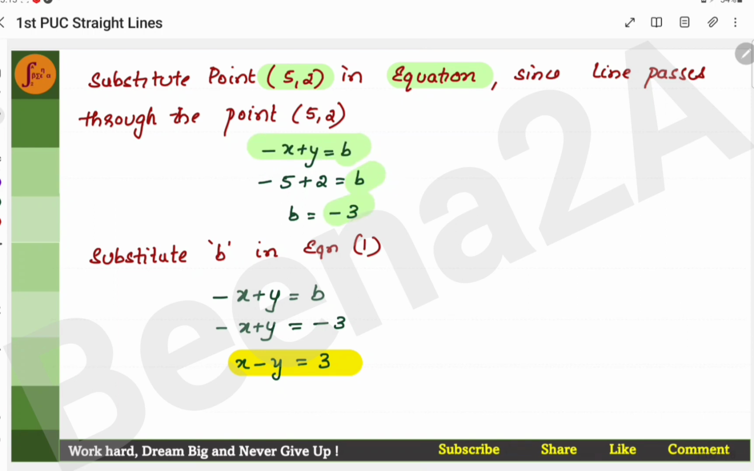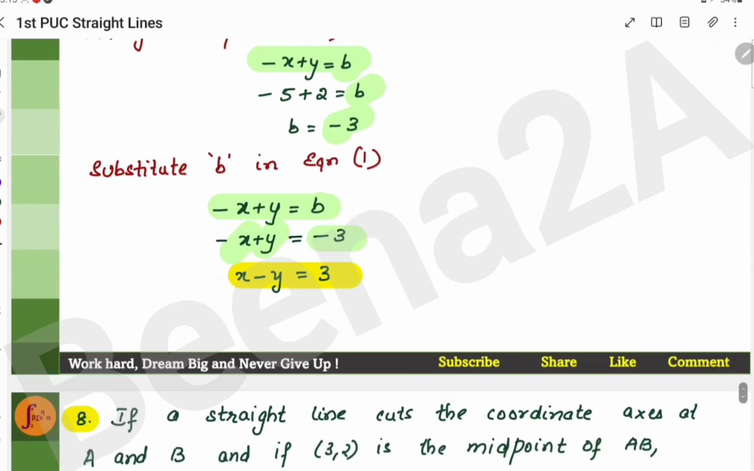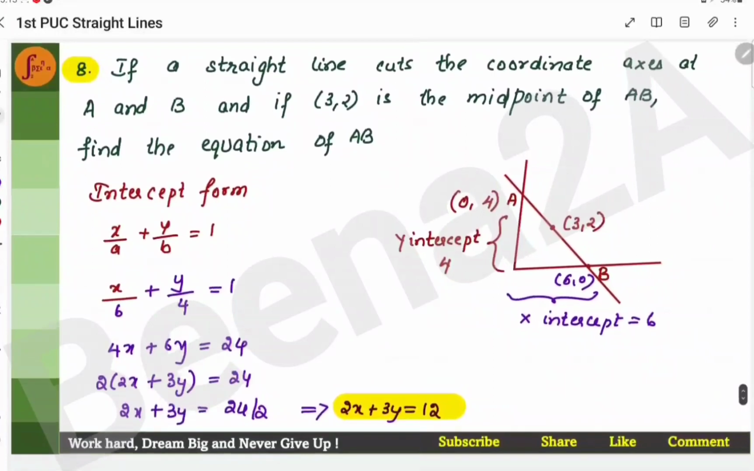Now you take the same equation here and instead of b, put minus 3. Don't substitute x and y values. Leave them as they are, because the equation should have x and y. But b should be replaced with a number. So you will get minus 3 here, and this becomes the final equation.